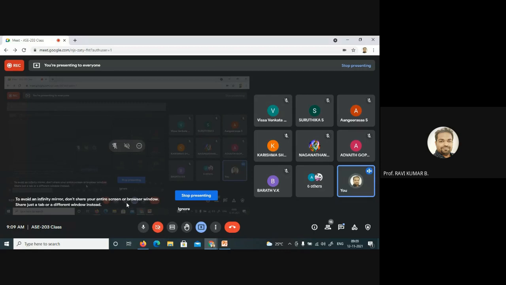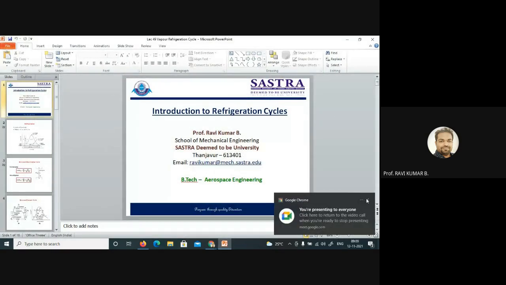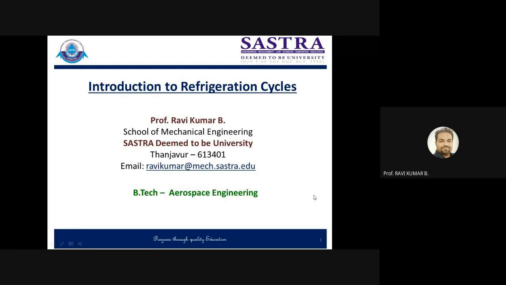Now there are two ways by which you can create the refrigeration effect. Let me start the PPT first. This is the 13th chapter in the PK Nag book, or in the sequence of your fourth unit, this is the second segment, the refrigeration cycle.